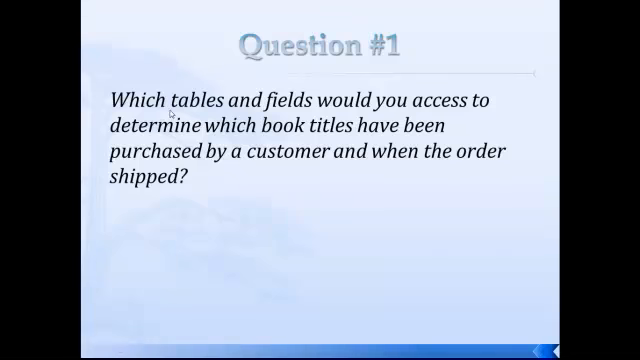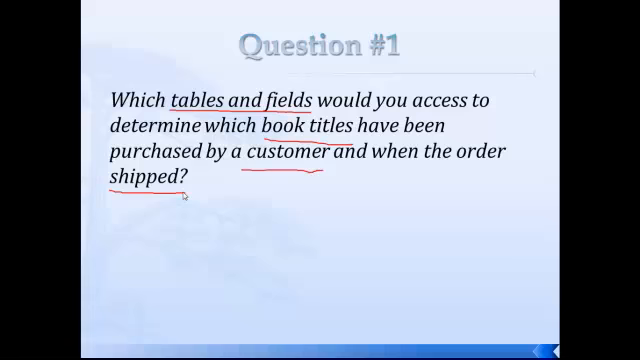First of all, we're being asked which tables and fields. So our answer is going to be a list of tables and fields. We're asked to determine book titles by a certain customer, so we want to know the book titles, the customer, and when the order was shipped. Those are the three pieces of information that we want to ultimately determine.